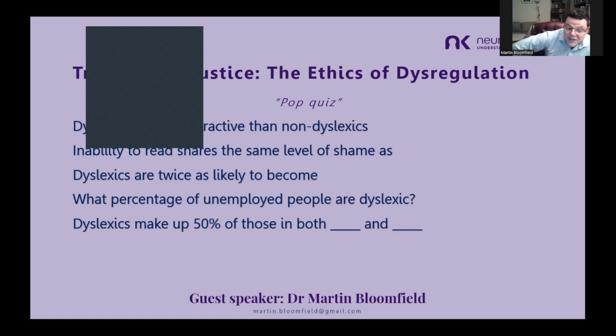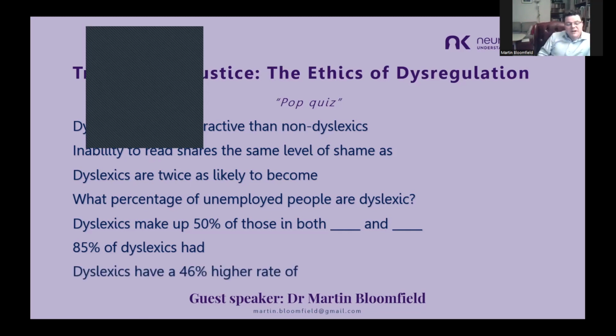So if you can answer either of these, you're doing quite well. And ultimately, 85% of dyslexics had what, according to one long-term study. And finally, dyslexics have a 40% higher rate of what? So I'm going to give you the answers, and it'll be interesting to see how surprised you are. Here are the answers.